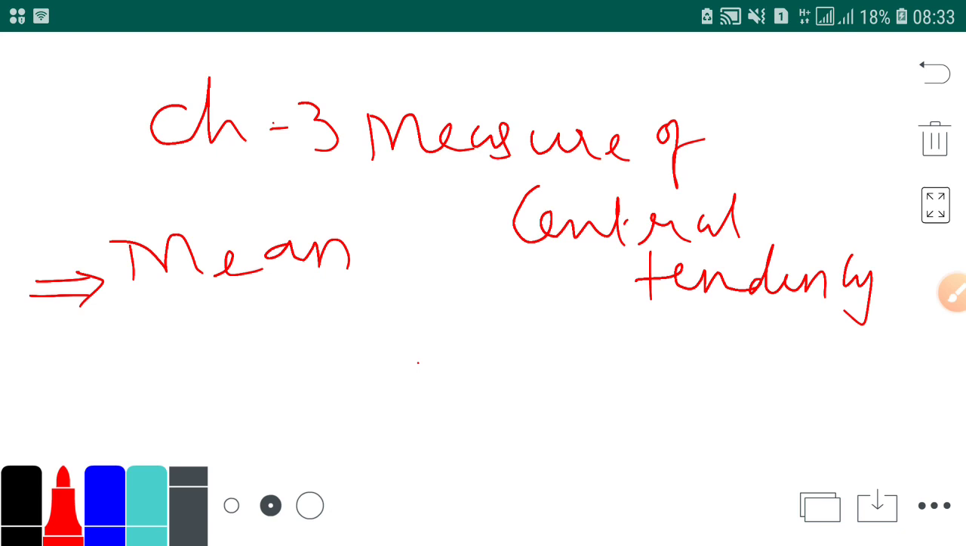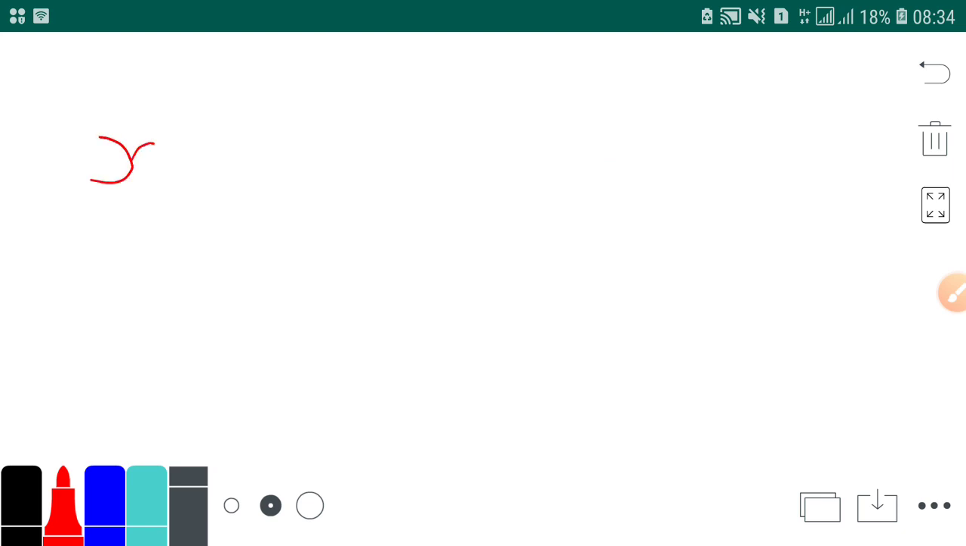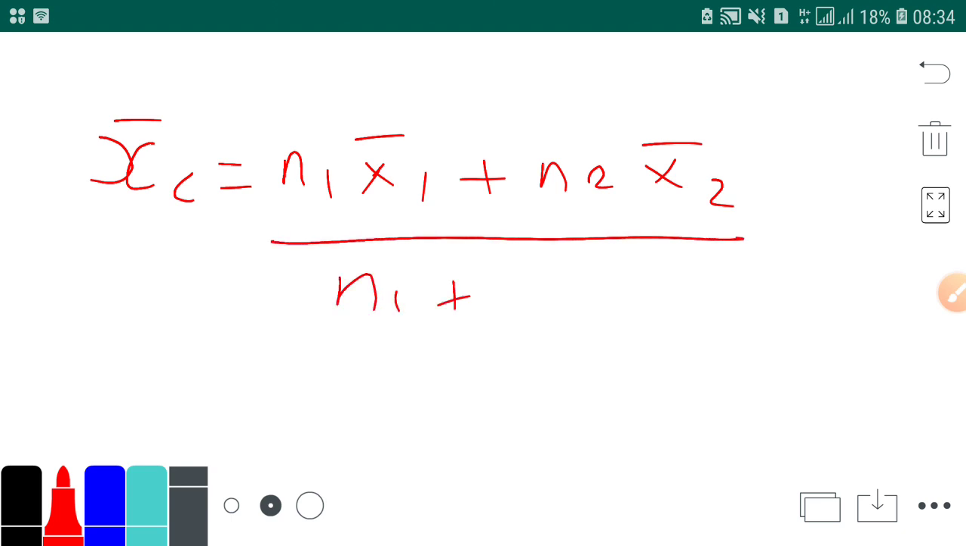Then in the last lecture we started the topic of combined mean. So what was the formula for combined mean? The formula for combined mean was x bar c equals n1 x bar 1 plus n2 x bar 2 upon n1 plus n2. In this there were 2 variables, so you should be having n1, x bar 1, n2, and x bar 2.